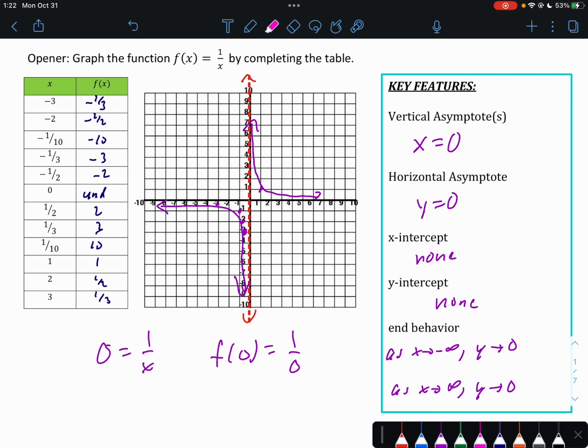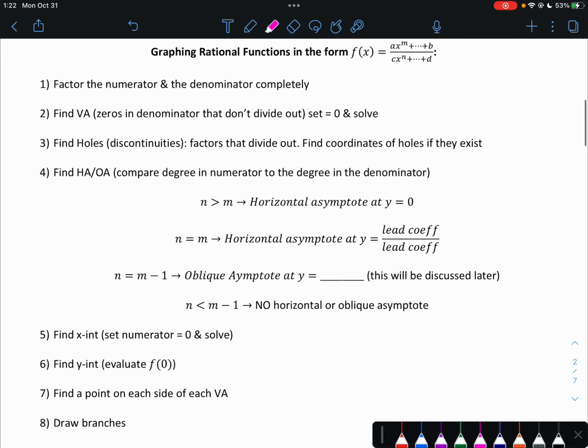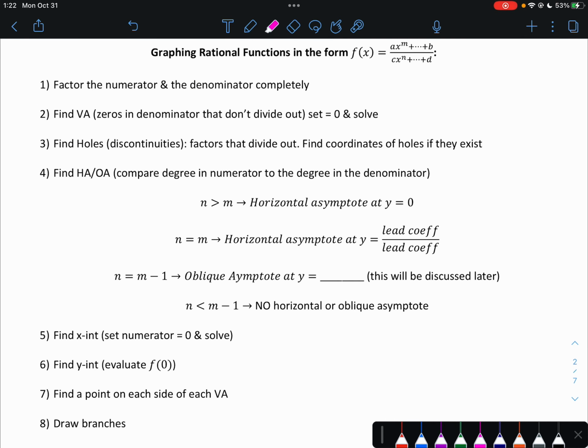All right, so this next slide is a summary in graphing rational functions. We're going to do this for a couple days here, but this is a big summary of it all. The first step you want to do is factor that numerator and denominator completely. And then 2 and 3 kind of go together. Any zeros in the denominator that are not zeros in the numerator are called vertical asymptotes. Any zeros in both numerator and denominator are called holes. We'll talk about how to find those later.